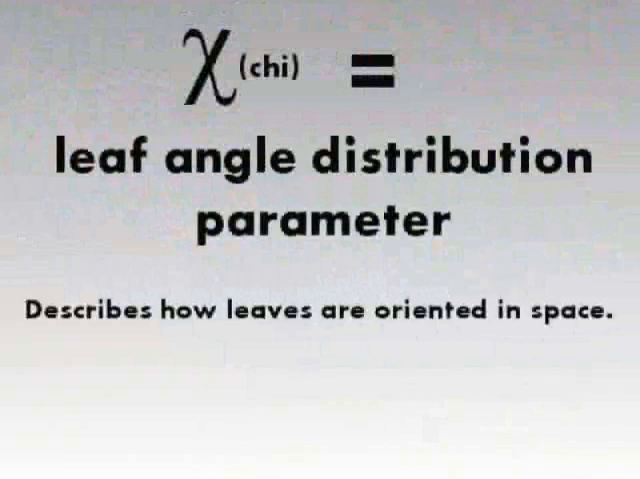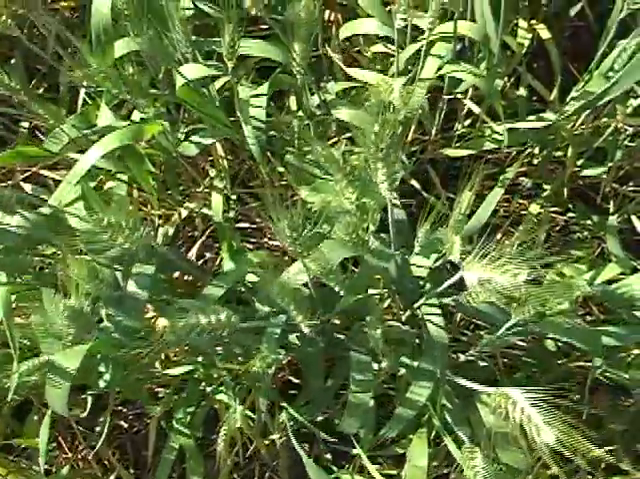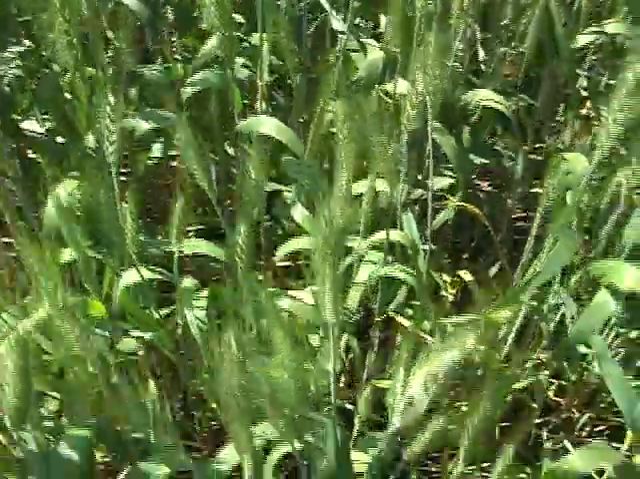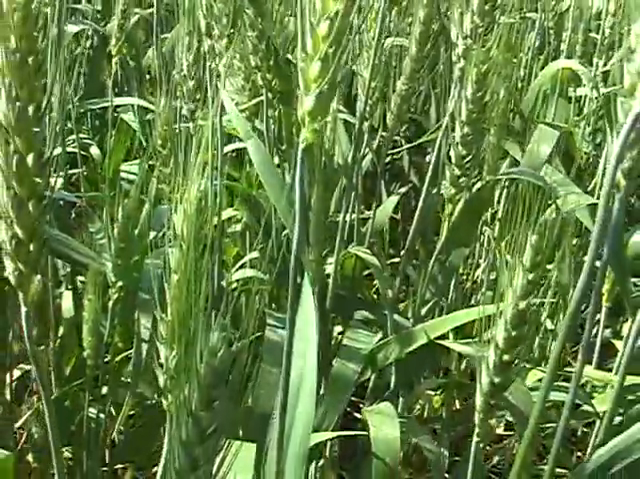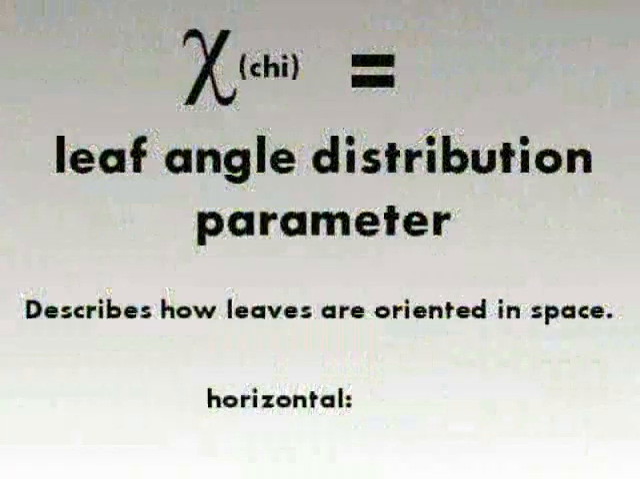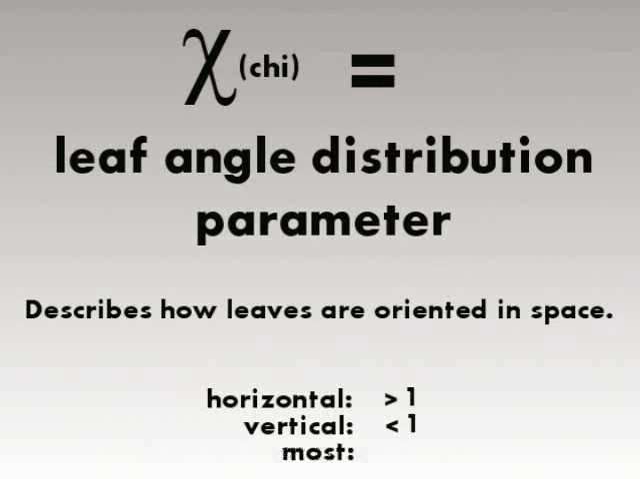This depends on the general orientation of the leaves. Chi value relates to the percentage of light that penetrates the canopy from a vertical angle compared to the percentage that penetrates from a horizontal angle. If leaves are mostly horizontal, Chi value is greater than 1. If the leaves are more vertical, the Chi value approaches 0. In the majority of canopies, the Chi value is around 1, with a wide distribution of leaf angles.